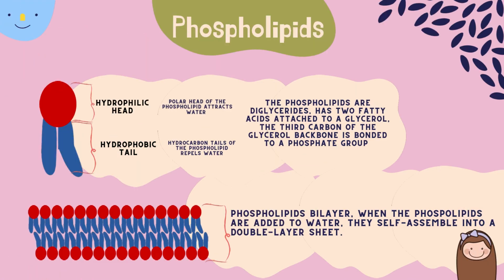Phospholipids are diglycerides. They have two fatty acid molecules attached to a glycerol backbone, and the third position has a phosphate group. This structure is what makes them water soluble. The phospholipid bilayer forms when phospholipids are added to water. They self-assemble into a double-layer sheet. They provide protection for the cell membrane, controlling what goes in and out.